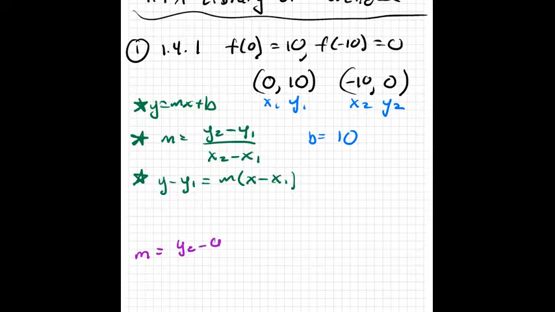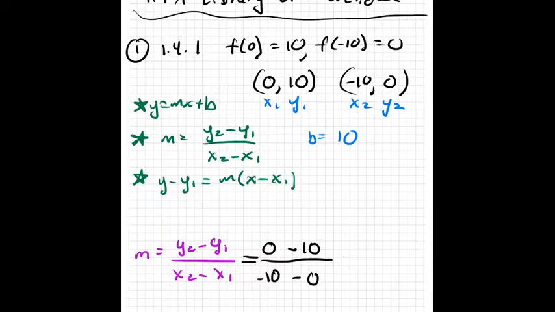Let's plug in what we have. So our y2, that's going to be 0 minus 10 divided by negative 10 minus 0, right? Ultimately, that's negative 10 over negative 10, which is positive 1. So that's the slope, right? So it looks like we have a slope of 1 and a y-intercept of 10.